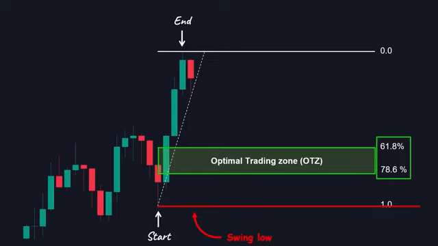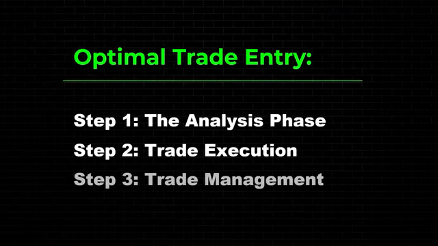With all that being said, finding an entry reason within this range is a great way to enter a high probability trade. This entry reason can be various price action signals, which we will cover later in this video. Now that we have defined the optimal trading zone, let me explain ICT's optimal trade entry model. This trading model consists of 3 simple steps: analysis, execution, and trade management.